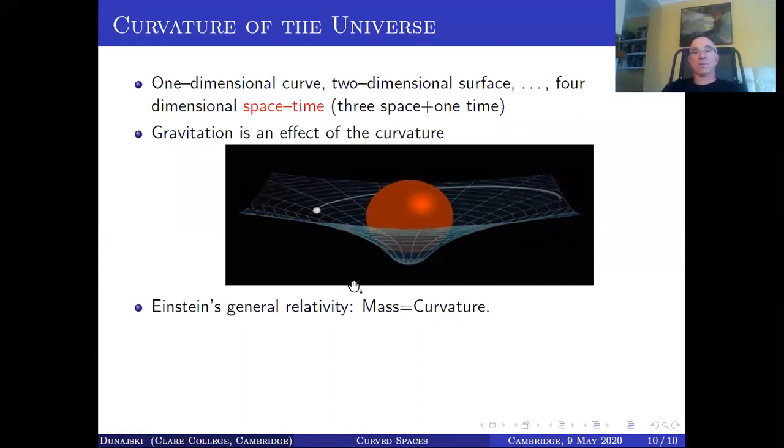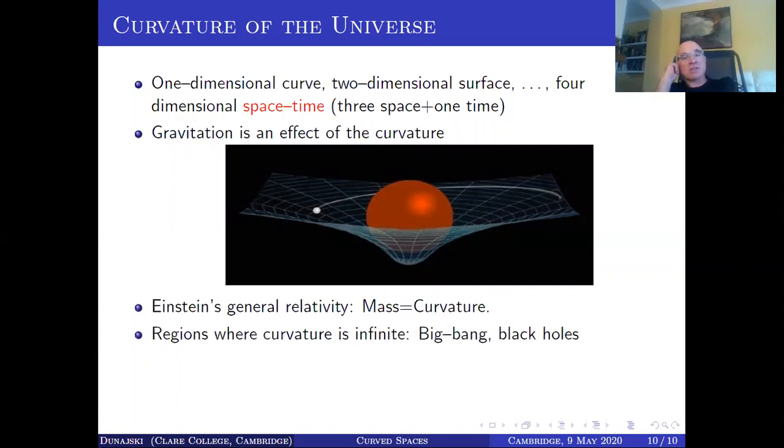We now know, both from observations and analysis of Einstein's equations, that there exist regions in the universe where the curvature is infinite. There are 2 types of such regions. The first one is the Big Bang, which we think of as the beginning of our universe, beginning of space and beginning of time. And then there are black holes. The black holes arise from the collapse of very heavy stars, where the density of these stars becomes so large that the gravitational attraction pulls things together to infinite density.